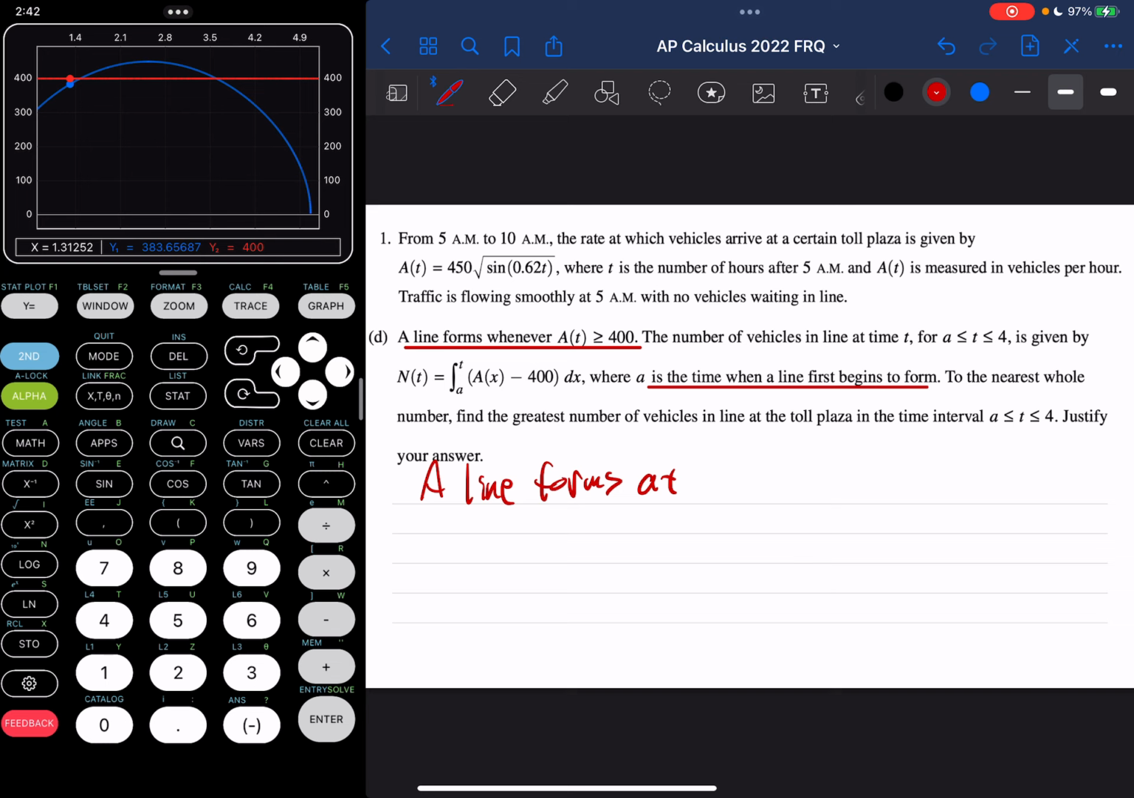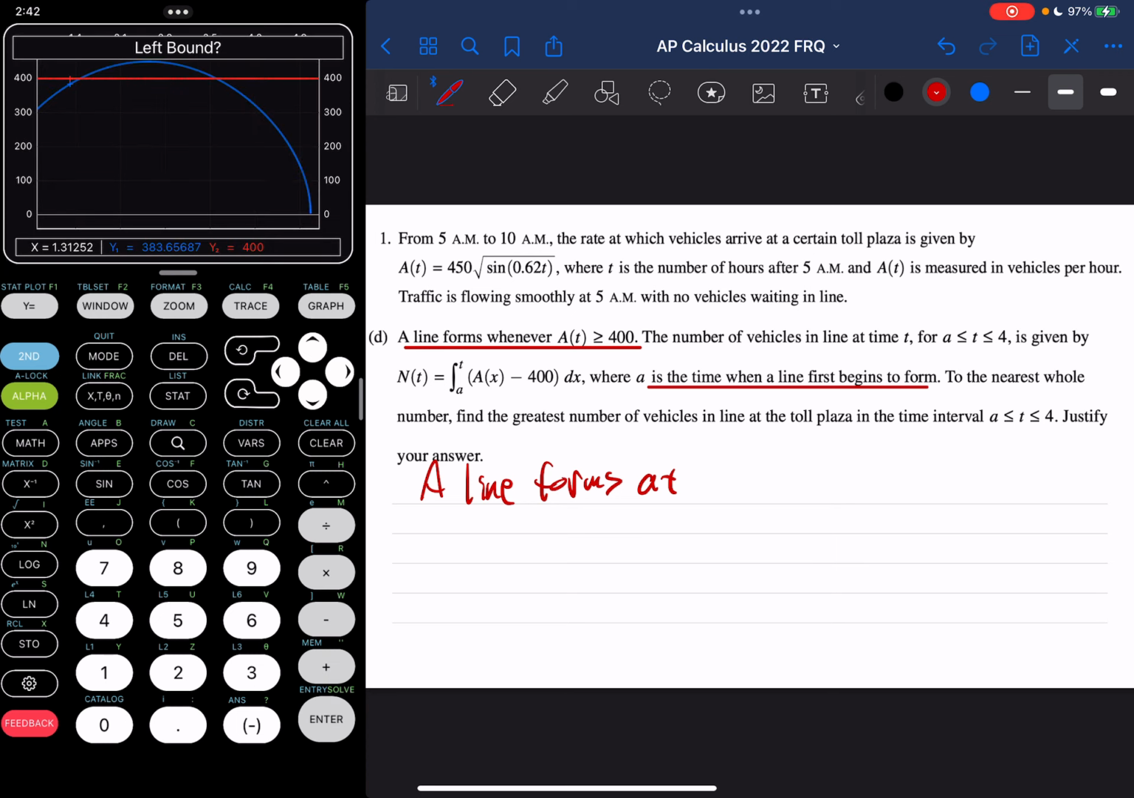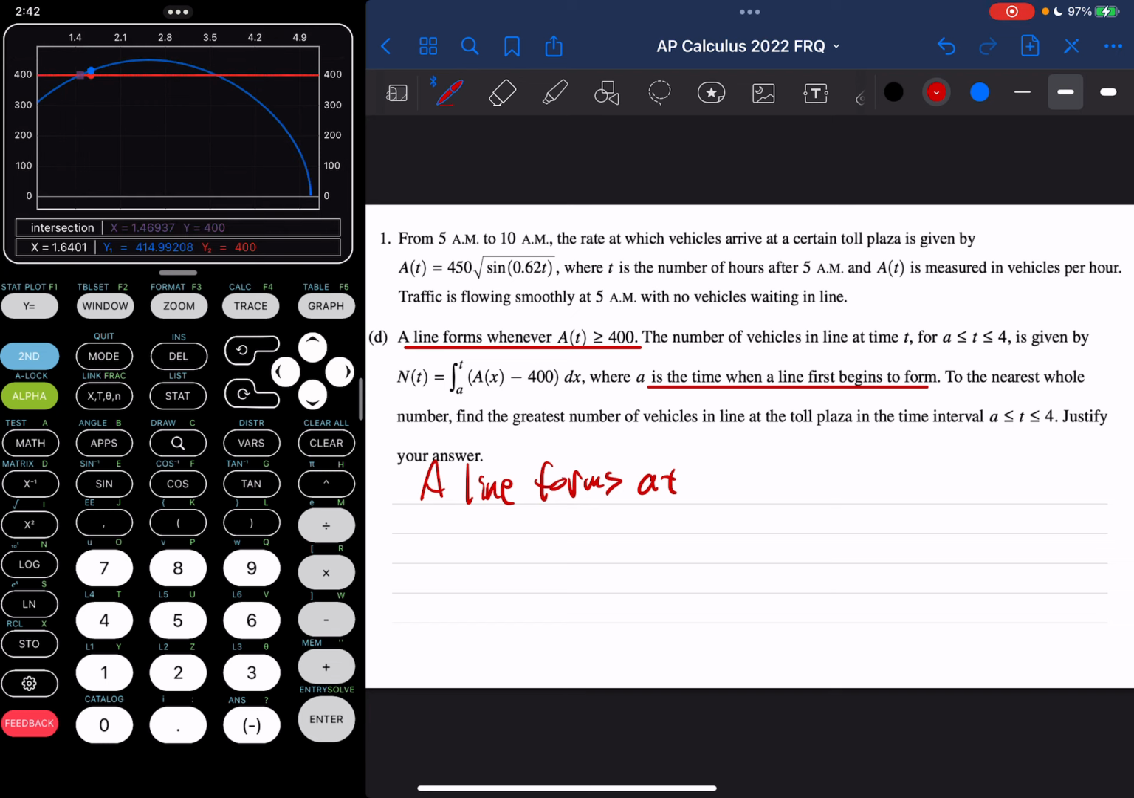Okay. So I'm going to use my intersect command. So left bound, press enter. Right bound, press enter. And the intersection is at x equals 1.45291. So that's A in this problem.